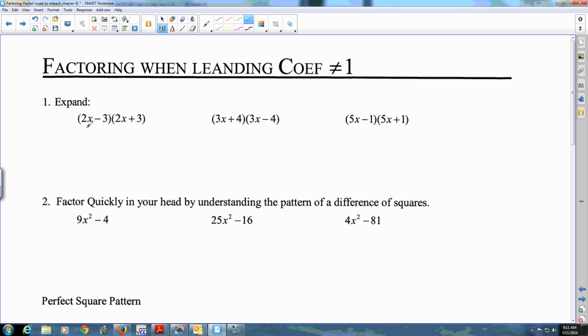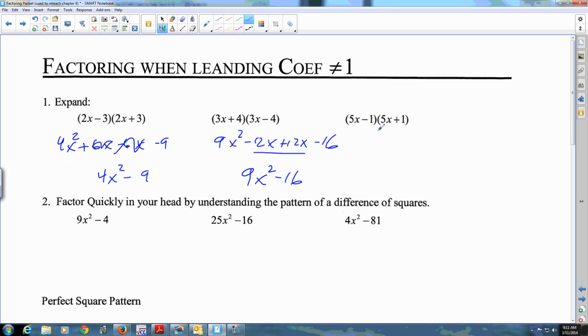All right. I'm looking for you to expand these. So you FOIL them. 4x squared plus 6x minus 6x minus 9. Again, notice the middle cancels out, and you get 4x squared minus 9. 9x squared minus 12x plus 12x minus 16. Again, the middle cancels out, and you get 9x squared minus 16. Same thing here: 25x squared plus 5x minus 5x minus 1. The middle cancels out. It does that every time you have this pattern. And you end up with 25x squared minus 1.